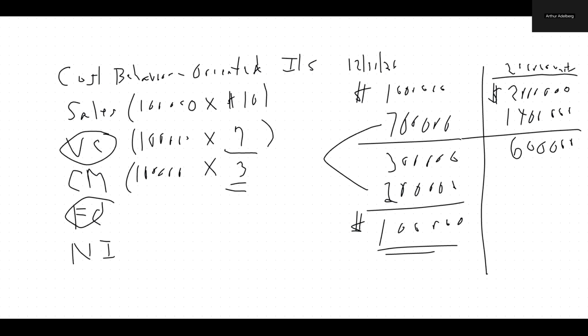Cost behavior. A fixed cost remains constant in total as the level of activity changes within the relevant range.